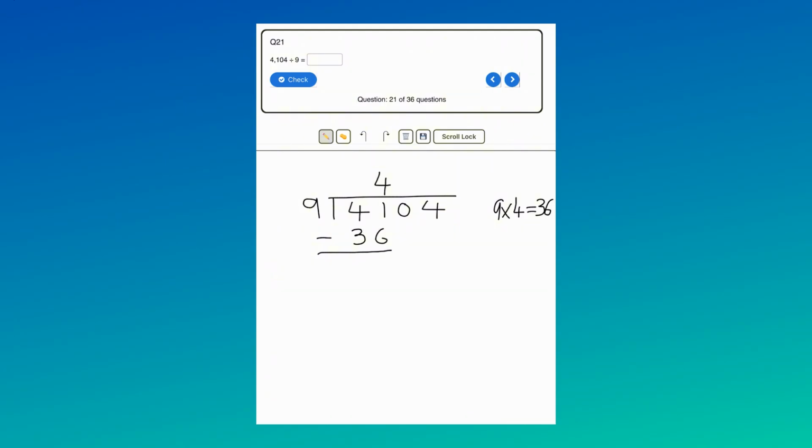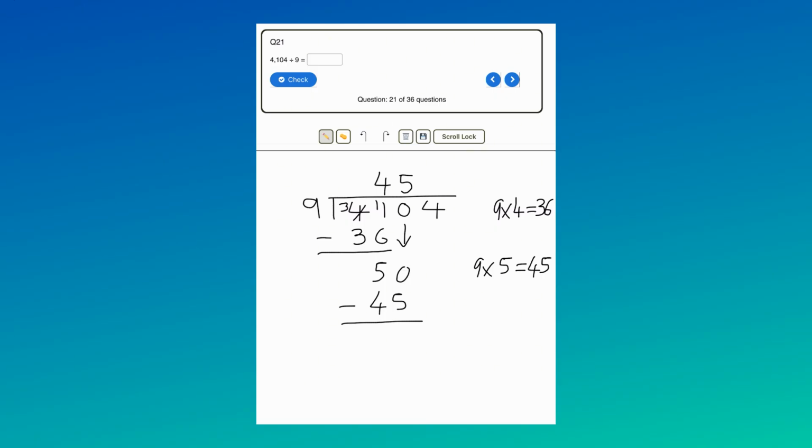Now I put my answer 9 times 4 below the 41, and then I'm going to take them away. So 1 take away 6 we can't do, so we borrow from the next column. So put 3 and put the 1 next to the 1 to make 11. 11 take away 6 is 5. And now I bring down the 0. So now I need to do 9's into 50. Now I know 9 times 5 is 45. So that's the closest I'm going to get to 50 in my 9 times table. So I'm going to put a 5 up here. 9 5s are 45.